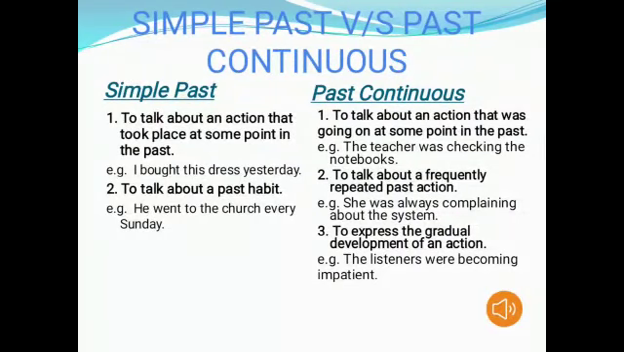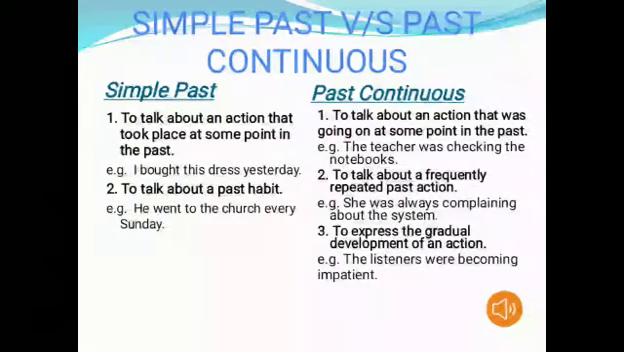Now past continuous. The first is to talk about an action that was going on at some point in the past, means the action was in progress. Similar as in present continuous tense, the work is always in progress at the time of speaking, and in the past continuous the work was in progress at the time of speaking. Means about which time we are talking here, the work was in progress. For example, the teacher was checking the notebooks, means about whatever particular time we are talking about, the teacher was checking the notebooks, means the work was in progress.